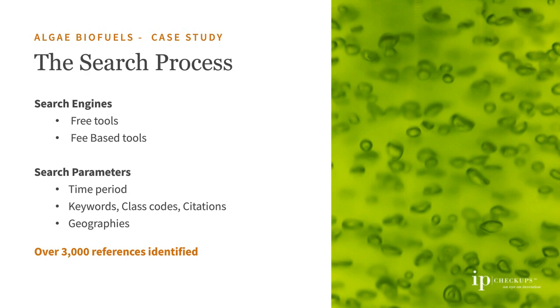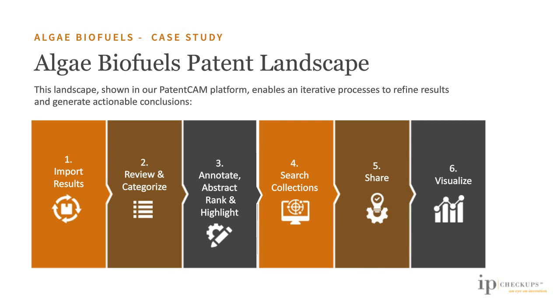The results obtained from these searches are then imported into PatentCAM to initiate the analysis. After the references are loaded into PatentCAM, the population is reviewed to remove obvious unwanted references. The population is then divided into categories and subcategories chosen by the searcher. In this case study, the categories and subcategories parallel the process flow for manufacturing biofuels that was already shown above.